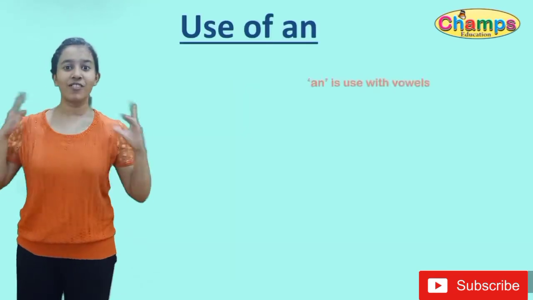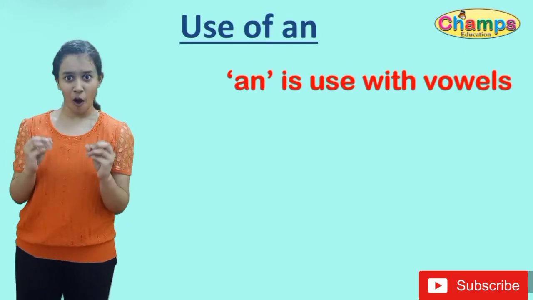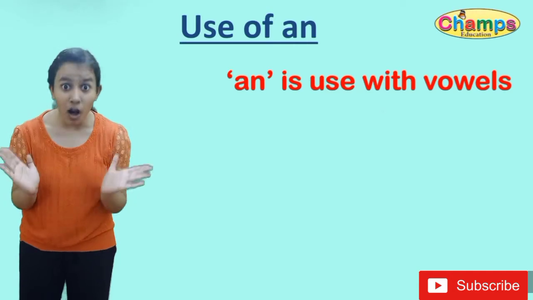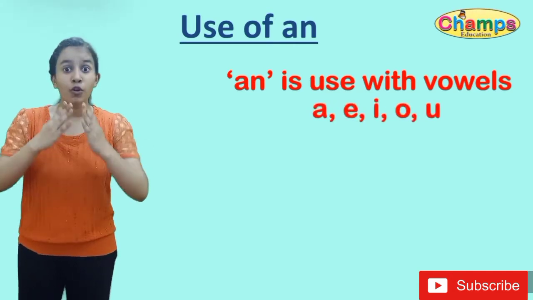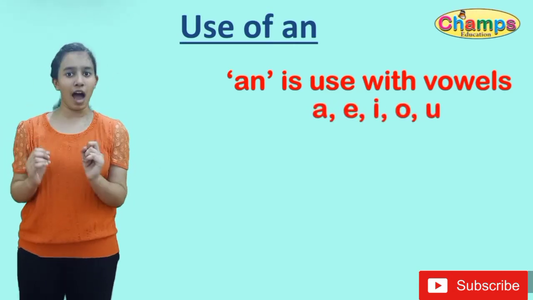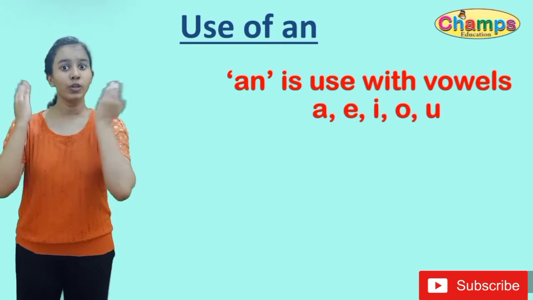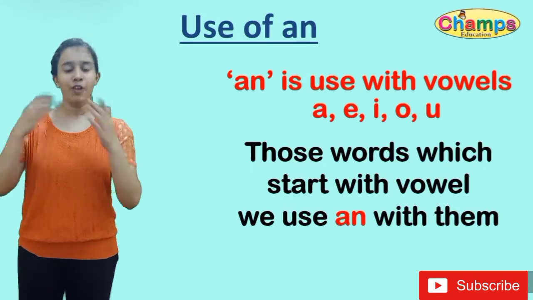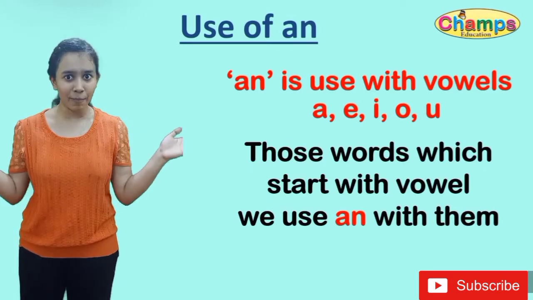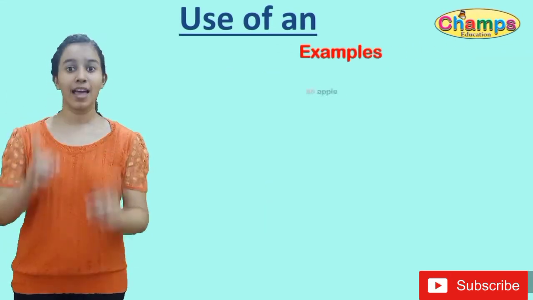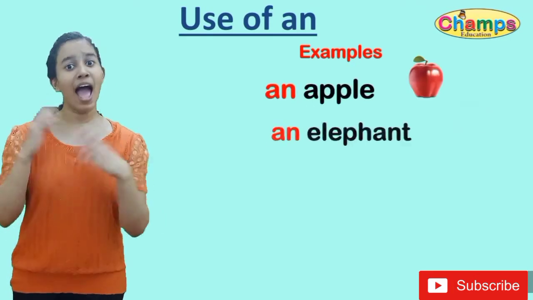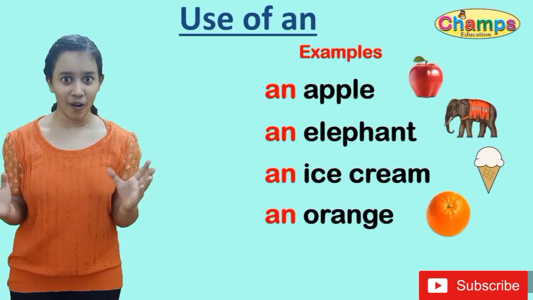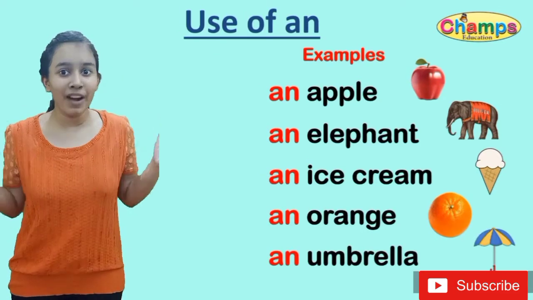So let's start. Friends, first of all we will start with the concept of use of an. An is used with vowels. Friends, do you know vowels? Vowels are A, E, I, O, U. Those words which start with a vowel, we use an with them. Examples: an apple, an elephant, an ice cream, an orange, and an umbrella.